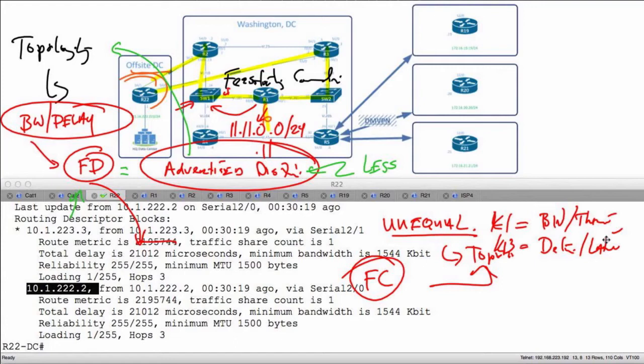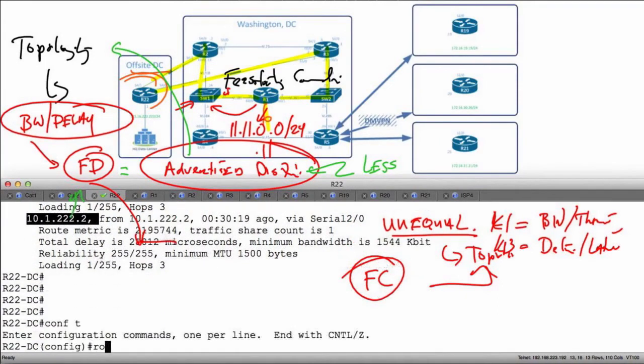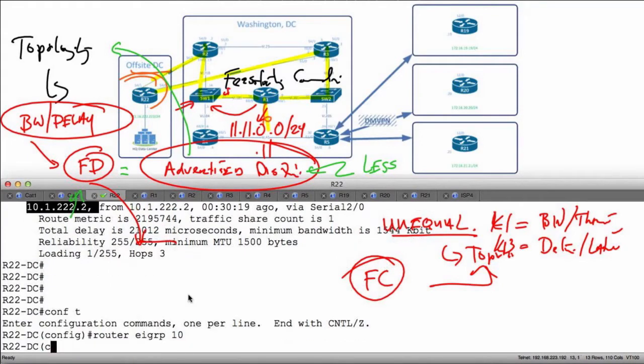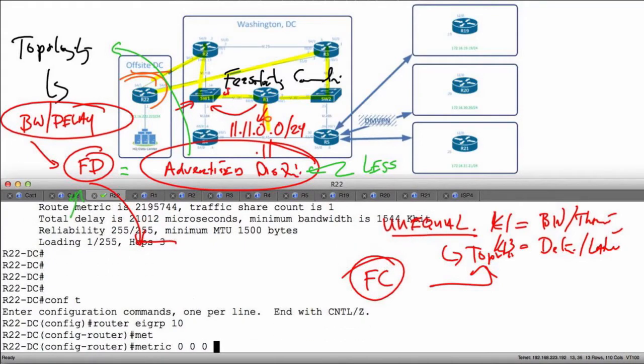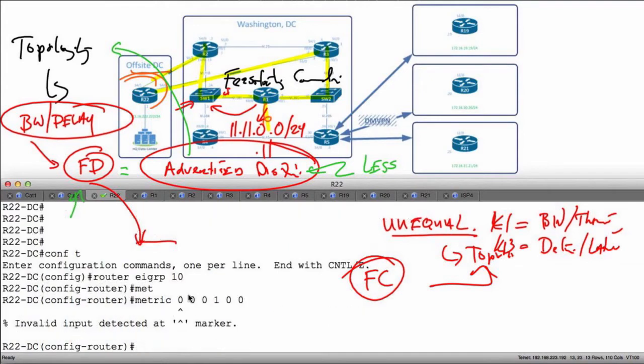So what we'll do is on this particular device, I'm going to turn off our computation that uses bandwidth. So I'm going to say config t, router eigrp 10, metric weights 0 0 0 1 0 0. Hold on here, I forgot to type weights.